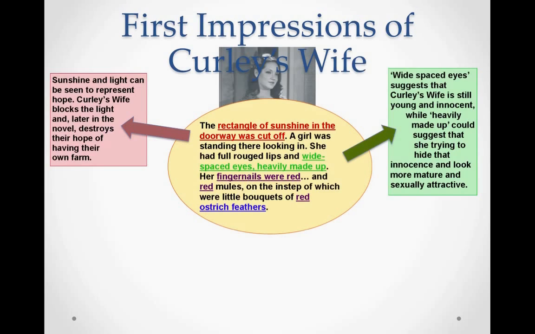Okay, the next part looks at her physical appearance. So she's got wide-spaced eyes and she's heavily made up. Now, wide-spaced eyes suggests that Curley's wife is still young and innocent, and in fact in this quotation she's described as a girl, not as a woman. But then again, heavily made up could suggest more maturity, because we'd expect people to wear makeup when they're older. But it could also suggest that she's trying to be older than she is. So she's trying to hide that innocence and look more mature and sexually attractive.